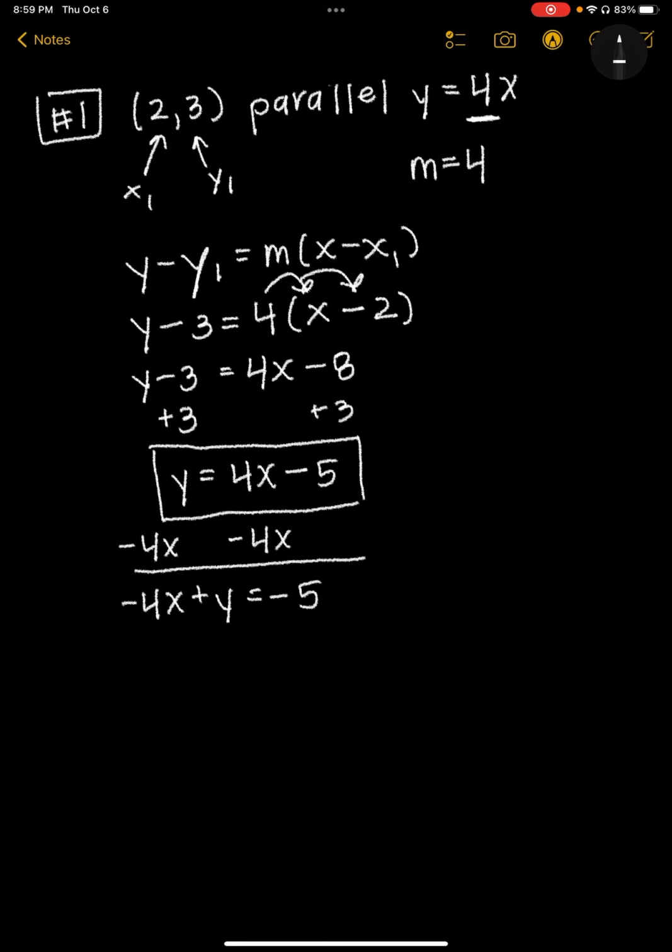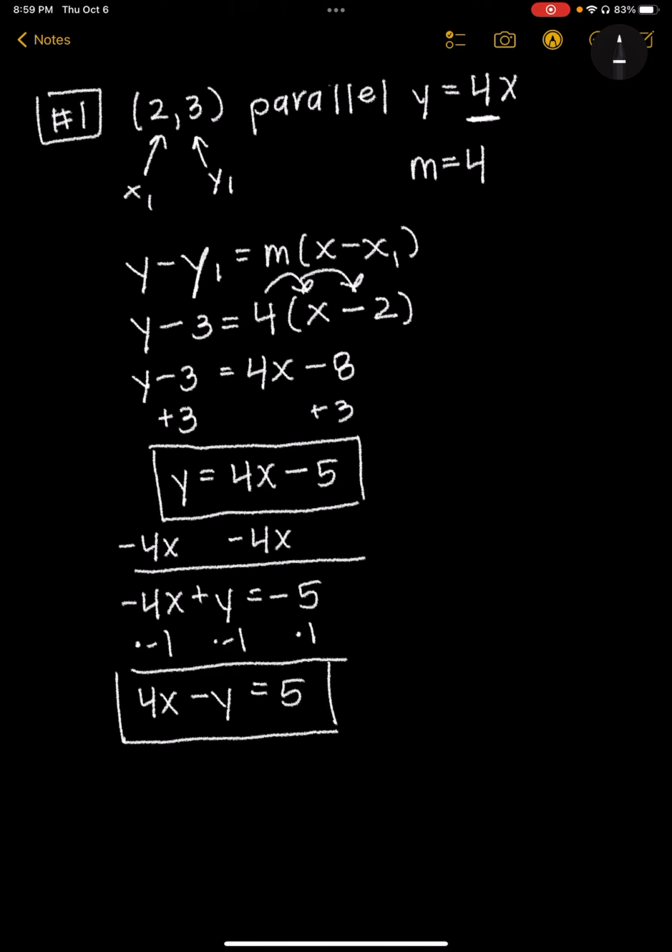Then there are 2 rules to standard form. The first rule is that you can't have fractions. Well, we don't have fractions in this case, so that's great. The second rule is that you can't start with a negative number. We are starting with a negative number, so to get rid of that negative number, all I'm going to do is multiply everything by negative 1. If I multiply everything by negative 1, all that does is flip-flop all of the signs, so the negative 4x becomes positive, the positive y becomes negative, and then the negative 5 becomes positive, and that is our standard form.